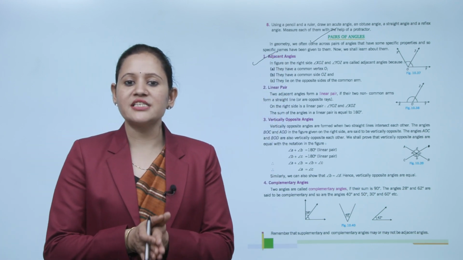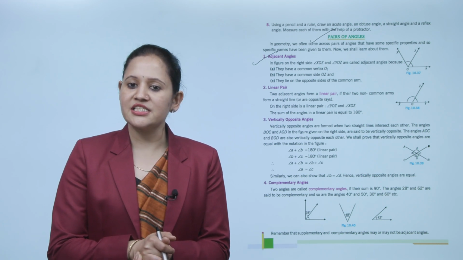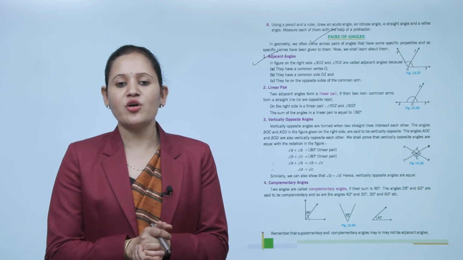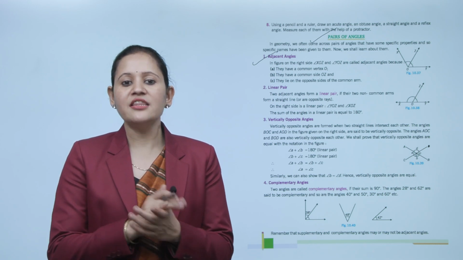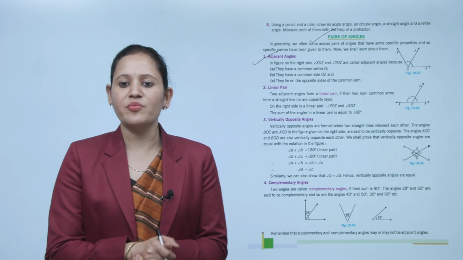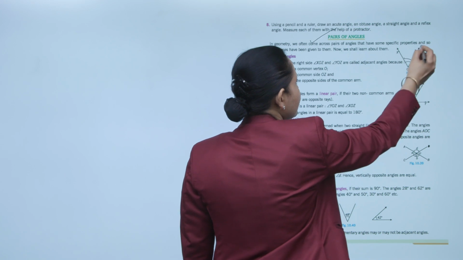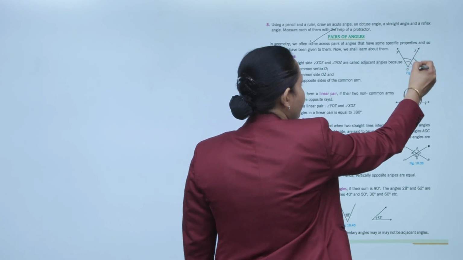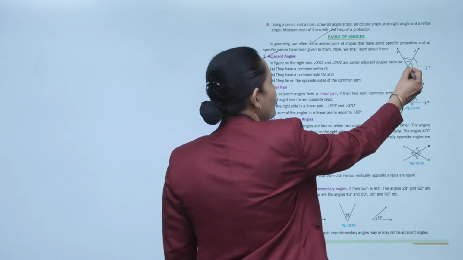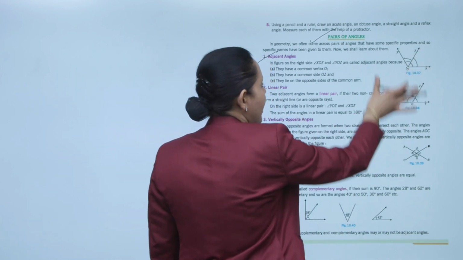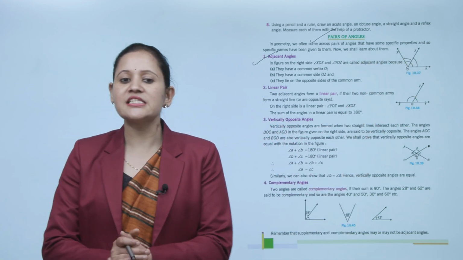In the figure on the right side, angle XOZ and angle YOZ are called adjacent angles because they have a common vertex O, they have a common side OZ, and they lie on the opposite sides of the common arm. So here the two angles XOZ and ZOY are adjacent angles. Why? Because they have a common vertex, that is O, a common arm OZ, and the two other arms are on opposite sides. Clear?